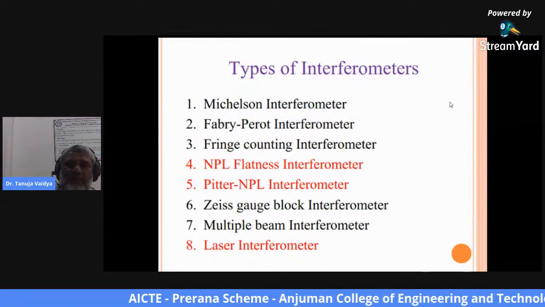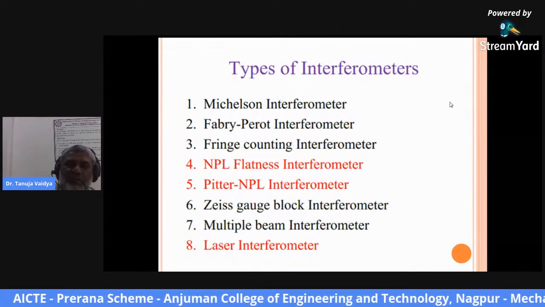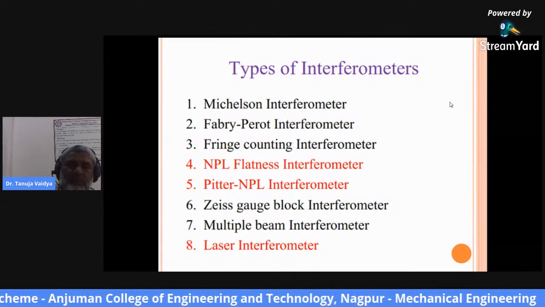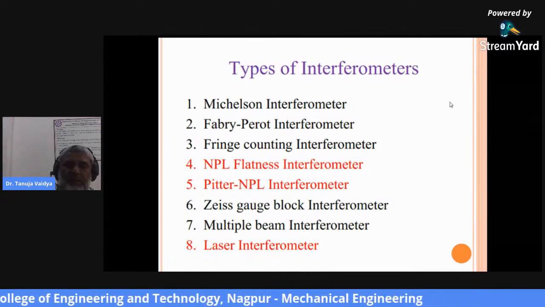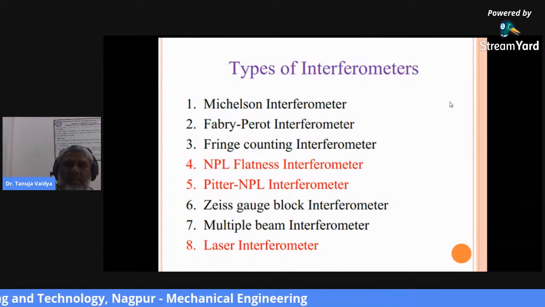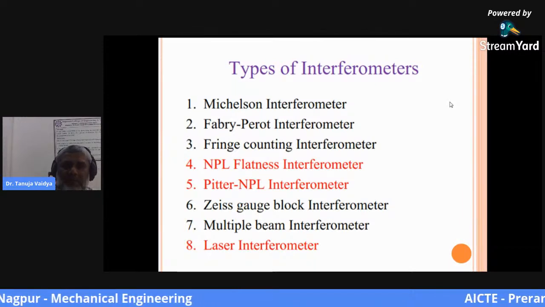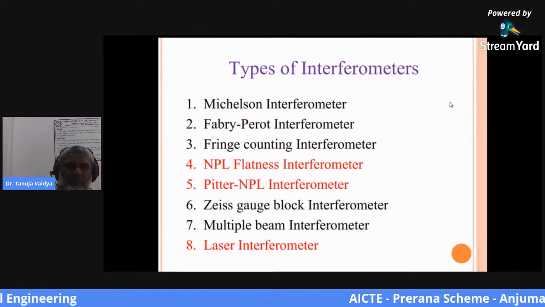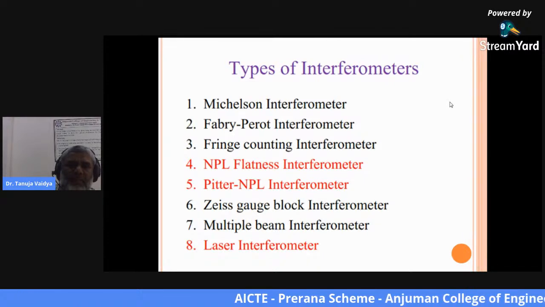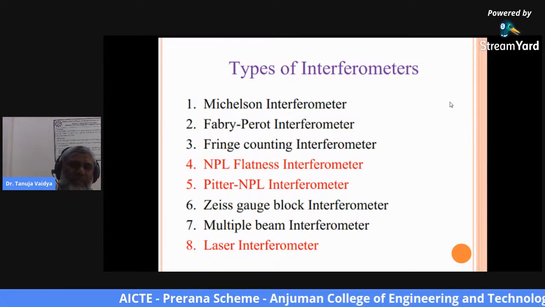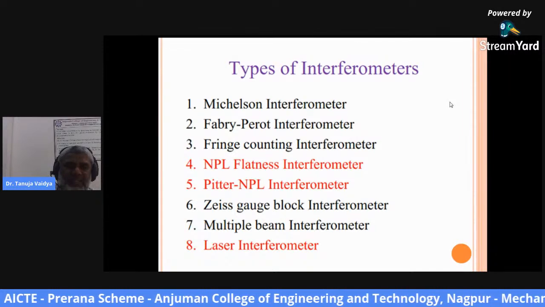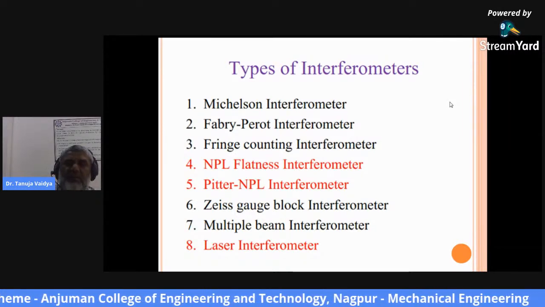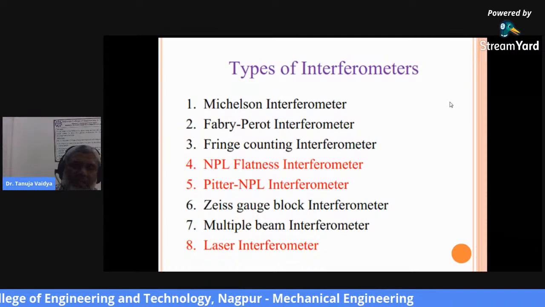Now, the types of interferometers which are used for measuring in workshops or in metrology labs are Michelson's interferometer, Fabry-Perot interferometer, fringe counting interferometer, NPL flatness interferometer, Peter NPL interferometer, Zeiss gauge block interferometer, multiple beam interferometer, and laser interferometer.